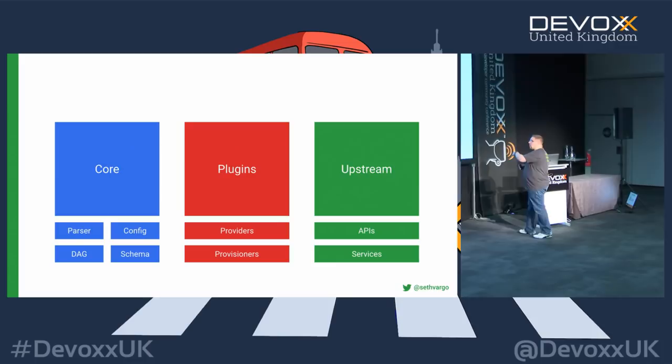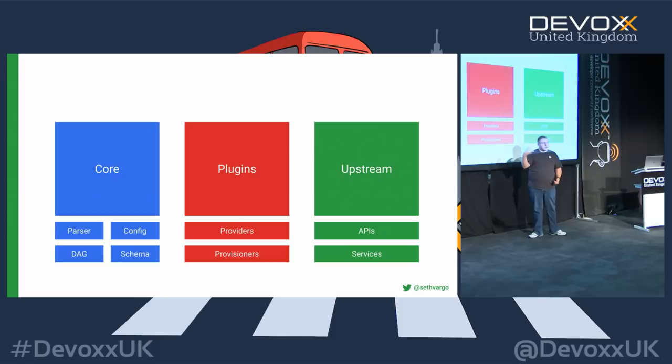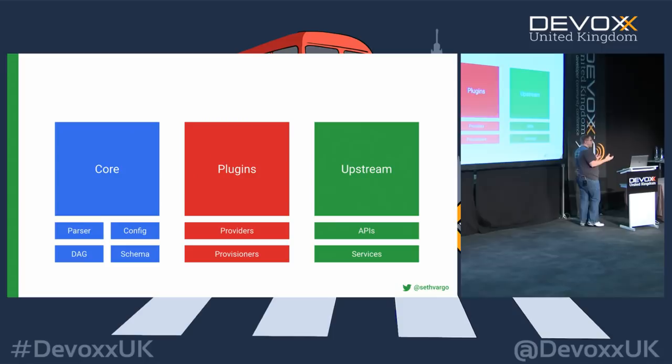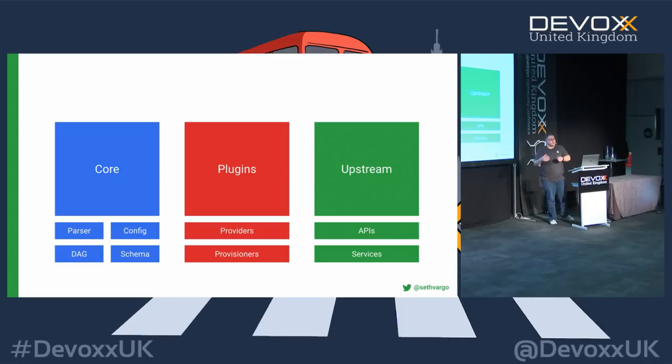The plugins do the create, read, update, delete. The core does all of the graph theory and the complexity. And then the upstream APIs are where the actual resources are created, right? So Terraform doesn't actually create an instance. It makes an API call to Google Cloud to create an instance and then verifies that the instance creation was successful.